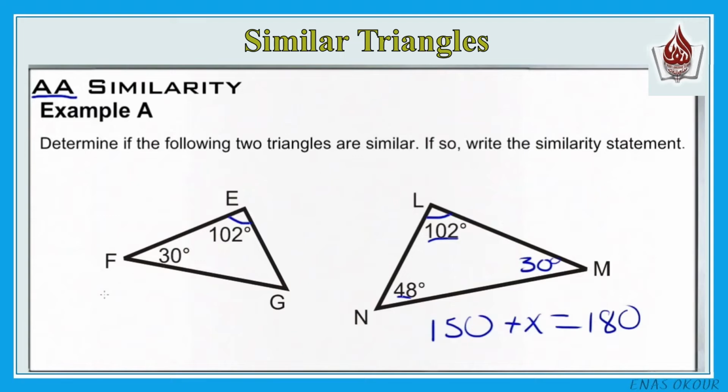We can go ahead and prove that other third angle over there if we want. 102 plus 30 would be 132. We know that's got to be plus something to equal 180 on this triangle. So in this case, x must be 48. So yeah, this other angle is 48 degrees. So we know for certain these two triangles are definitely similar.